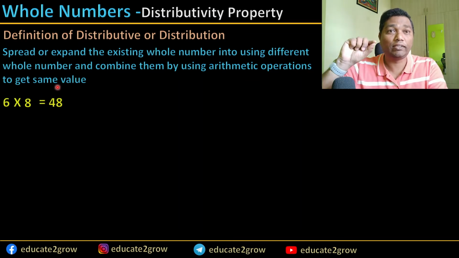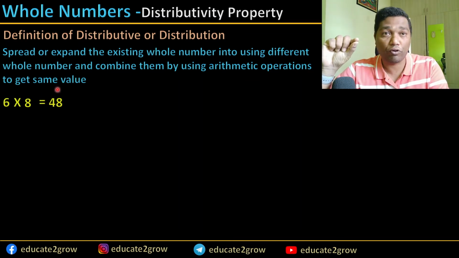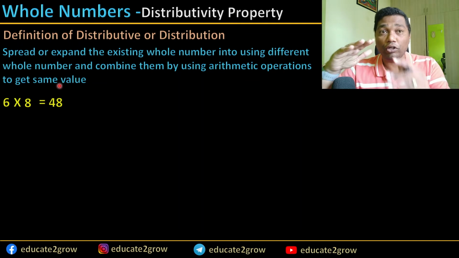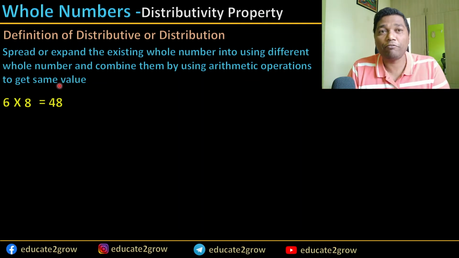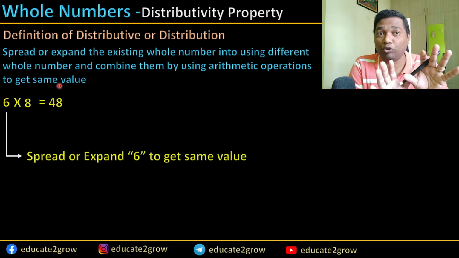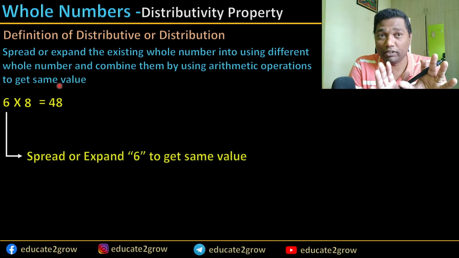I'm taking 6 into 8 equal to 48. If you know the table thoroughly, the answer is straightforward, 48. But for the sake of understanding, this is the one example I have taken here. The 6 can be written in a different way. Let me show you how exactly the 6 can be written in a different way.